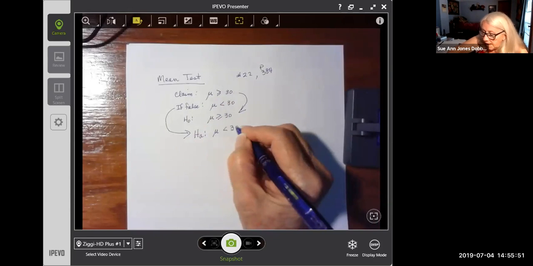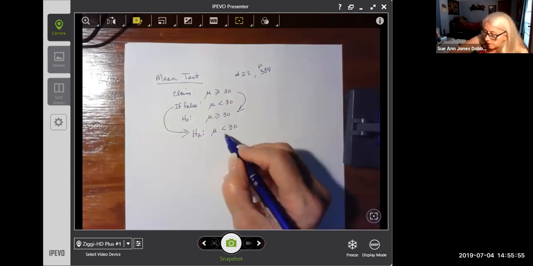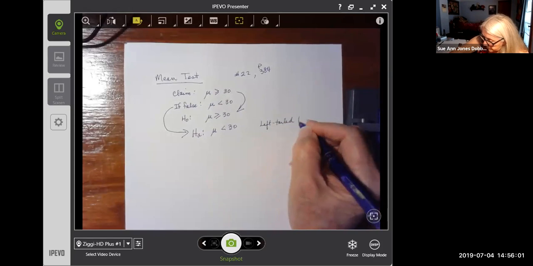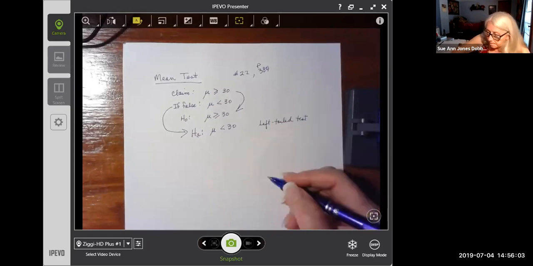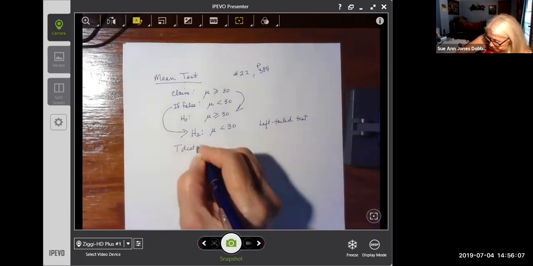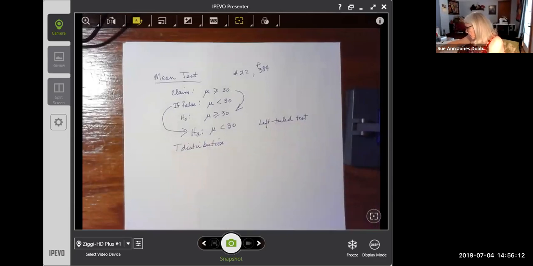You look at the direction of the alternative hypothesis to tell what type of test it is, and so this is a left-tailed test. Because it's a mean, I know I'm going to use a t-distribution. The other thing I need to know is what significance level and what the data said.